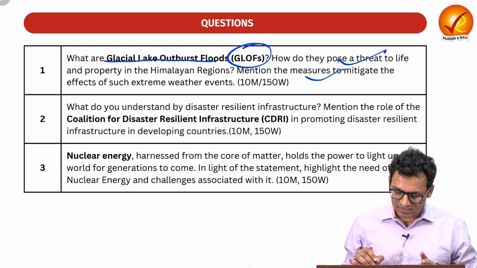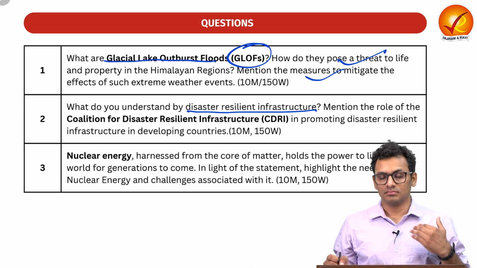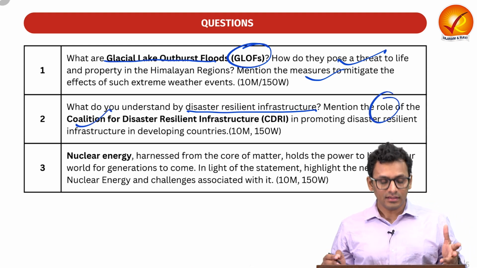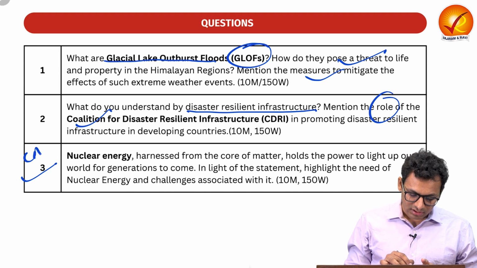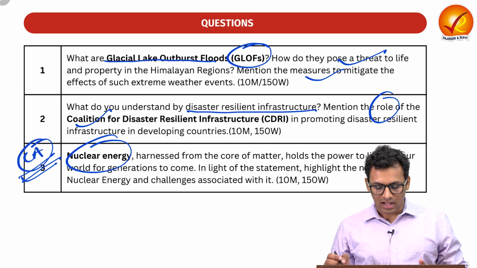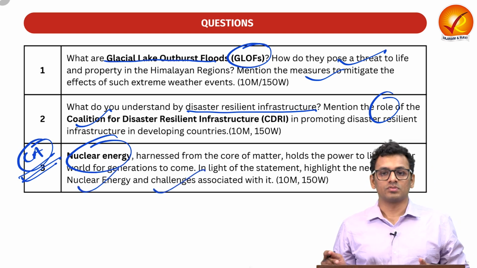The second question, which is on disaster resilient infrastructure, we will try to understand what exactly is disaster resilient infrastructure. We'll also understand the role of CDRI. The third question is a current affairs based question, which is about nuclear energy, and how we need to highlight the need of nuclear energy and understand the challenges associated with the same.